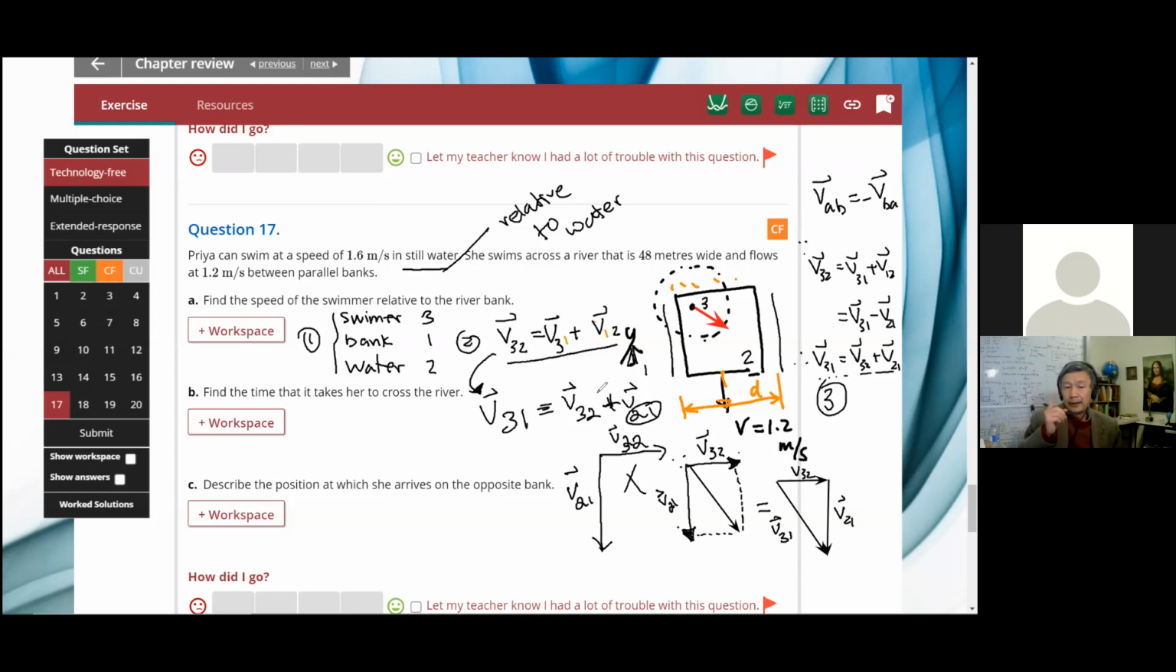Anyway, can we go to B? Find the time that it takes her to cross the river. We know the speed. I think it's the speed of the swimmer relative to the bank. Yes, that's a physics problem too. So this is 1.6, 1.2. That's right. And then to find that angle, yes.